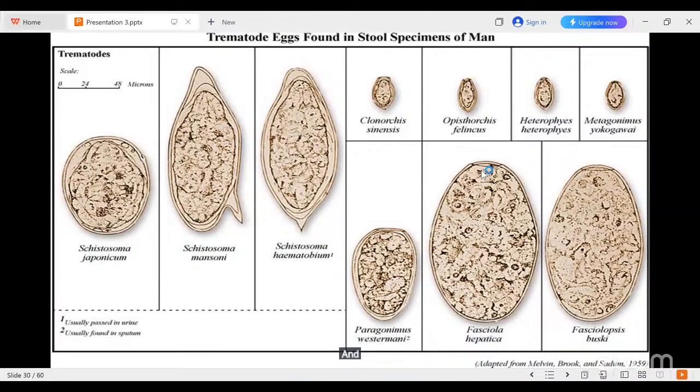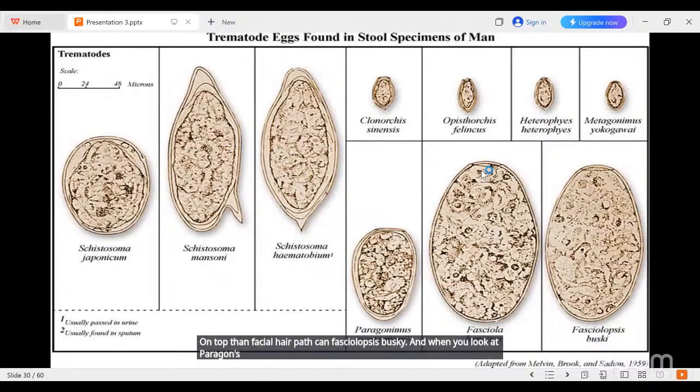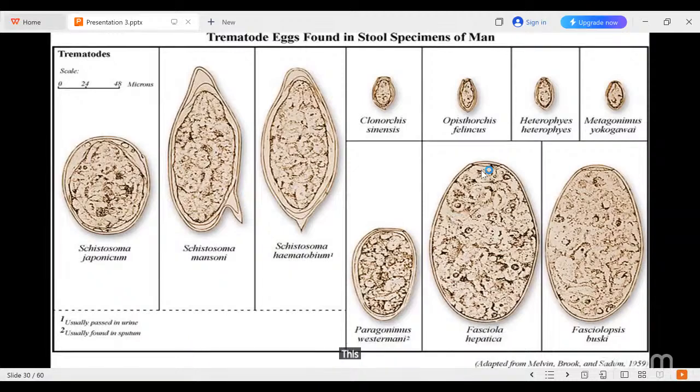And down here we have Paragonimus westermani. It's smaller and very flattish on top compared to Fasciola hepatica and Fasciolopsis buski. When you look at Paragonimus westermani, the outer shell is very thick compared to Fasciola hepatica and Fasciolopsis buski, and it's small in size. The only difference between Fasciolopsis buski and hepatica is that buski is somehow big. Buski is the biggest trematode in terms of ova, and it lacks a knob. All other trematodes have some knob, except for Fasciolopsis buski, which lacks a knob.